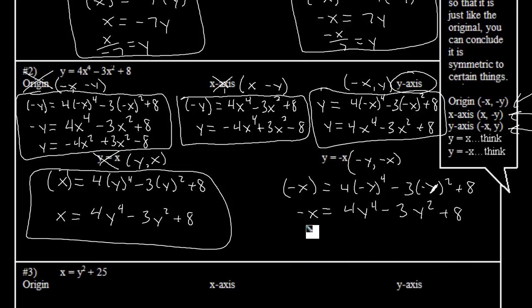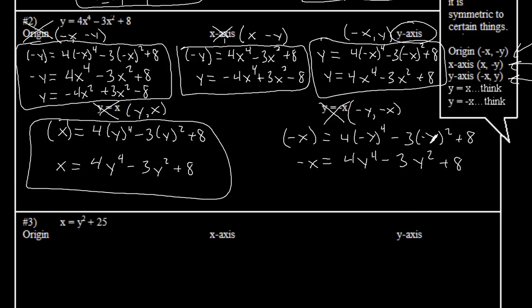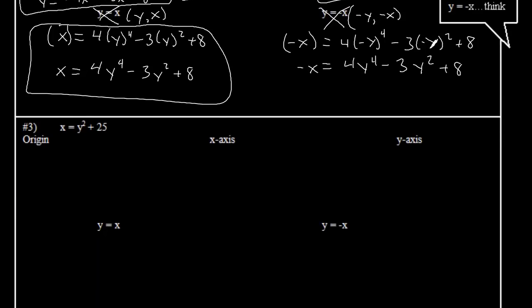And we could get x by itself here, but what's the point? We can't get y by itself, which is how the original was, not symmetric. So this particular graph, y equals 4x to the fourth minus 3x squared plus 8, is symmetric with respect to the y-axis. Please pause the video and do problem number 3. Once you've unpaused it, then I would like you to check out my work.